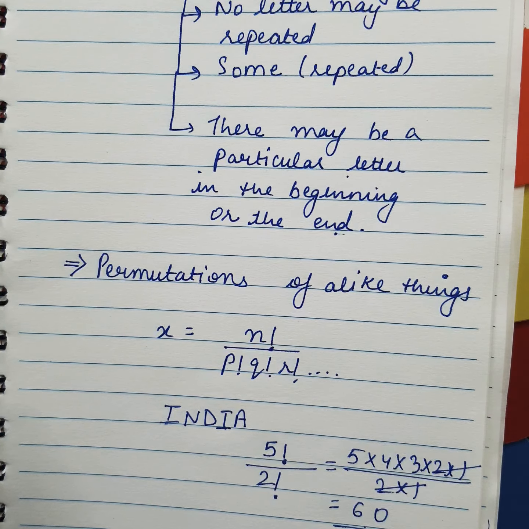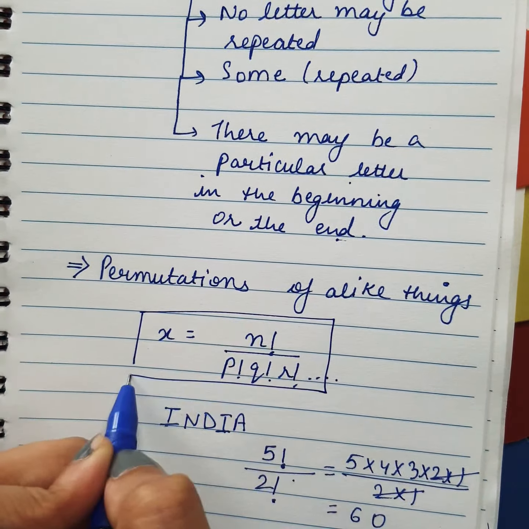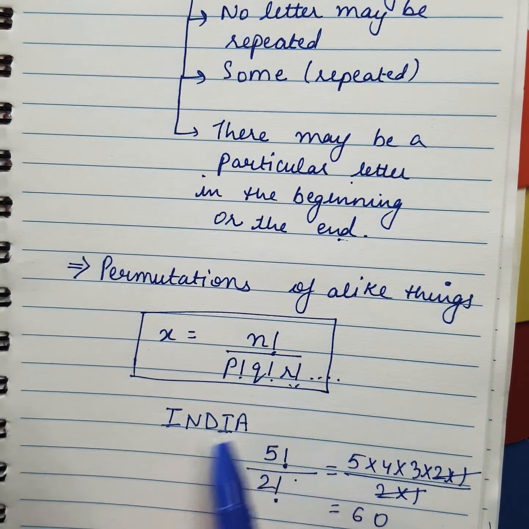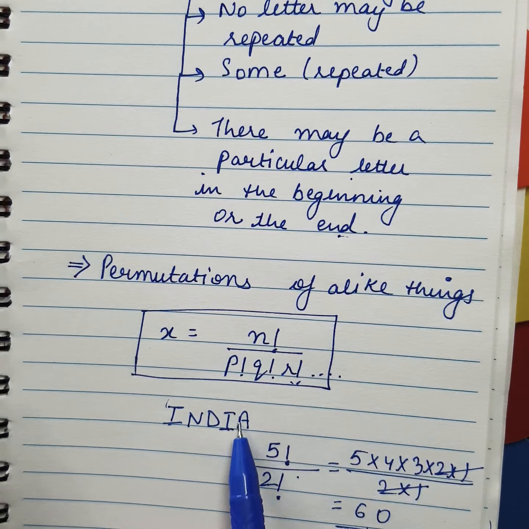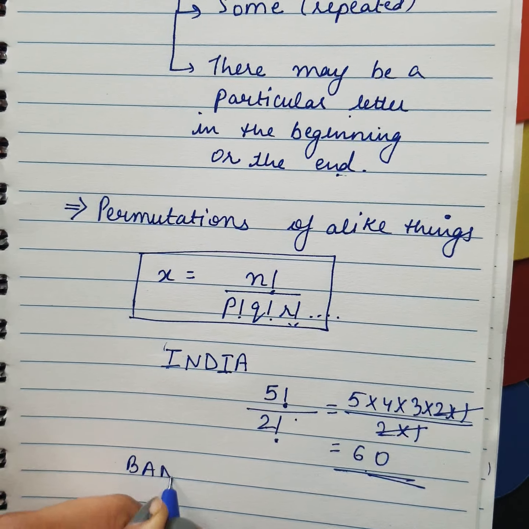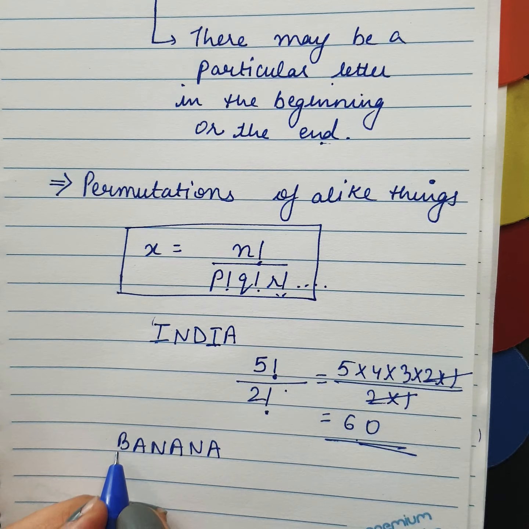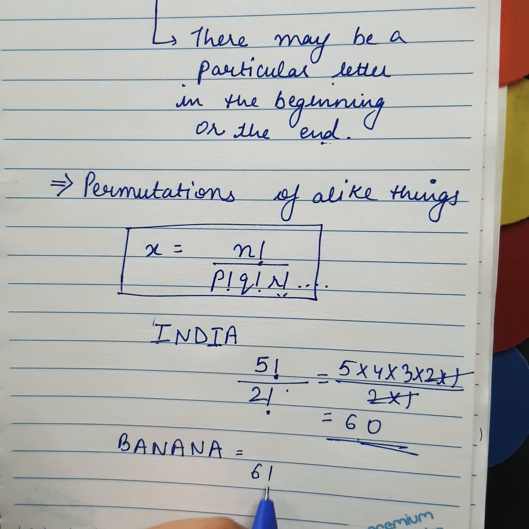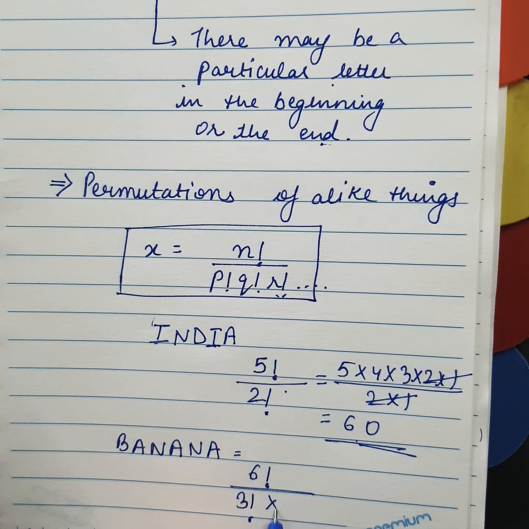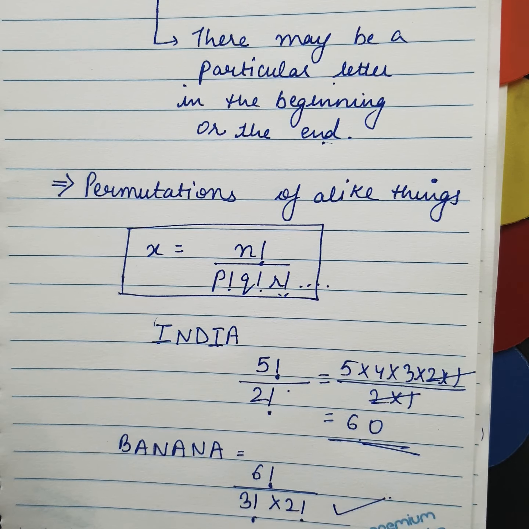Same way, if I have more letters repeated, I will multiply like this. So this is the formula of permutations of alike things: total number of alphabets, and the alphabets which are being repeated. I is repeating 2 times. Suppose I have a word, say banana. So simple permutation, total 6 alphabets. A is repeating 3 times and N is repeating 2 times. So this will give me the correct answer.